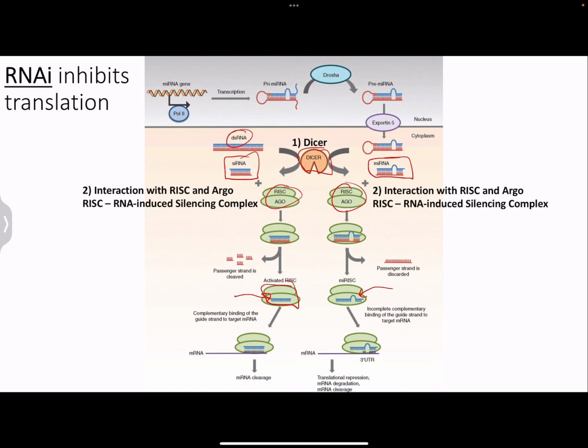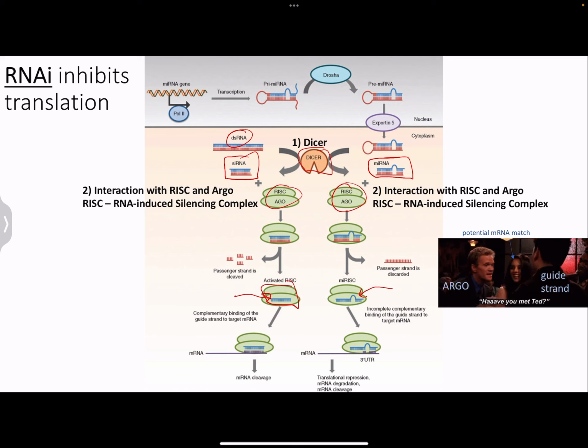And I think of it as Barney introducing Ted to random girls at the bar. The Argo RISC complex introducing the miRNA and siRNA to random mRNA in the cell. If there is a match, if they fit together, it then goes ahead and it inhibits translation of that mRNA.